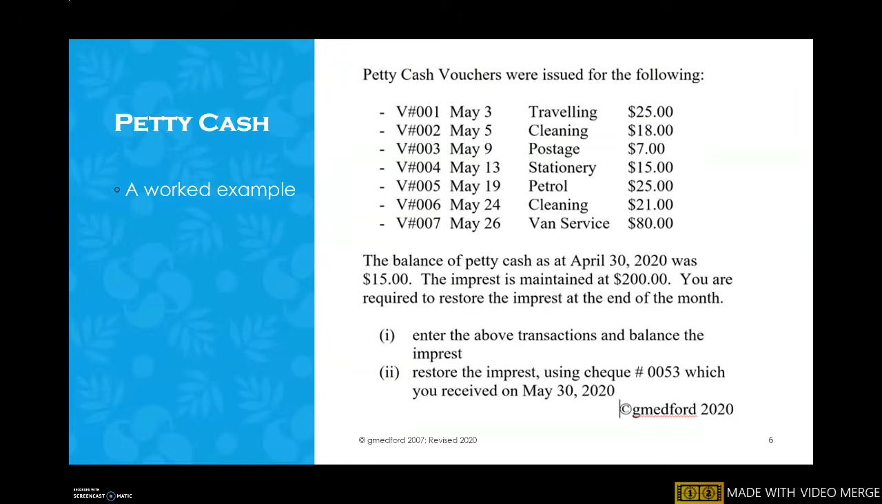Let's now look at a worked example of how the petty cash is maintained. Petty cash vouchers were issued for the following. Here we have the voucher numbers, we have dates of transactions, reasons for these transactions, and amounts. We are told that the balance of the petty cash as at April 30th was $15. We are therefore using $15 as the balance carried forward from April 30th.